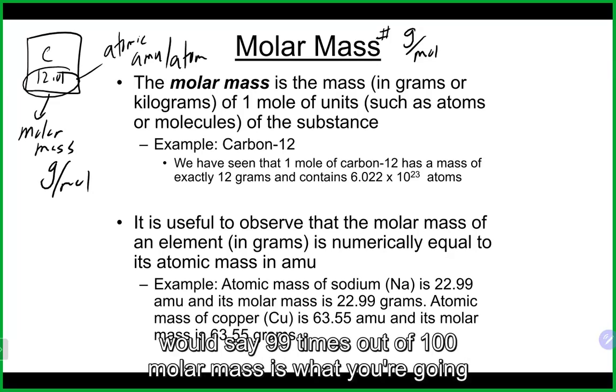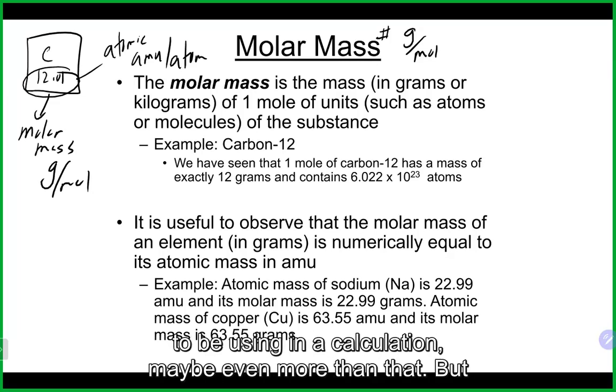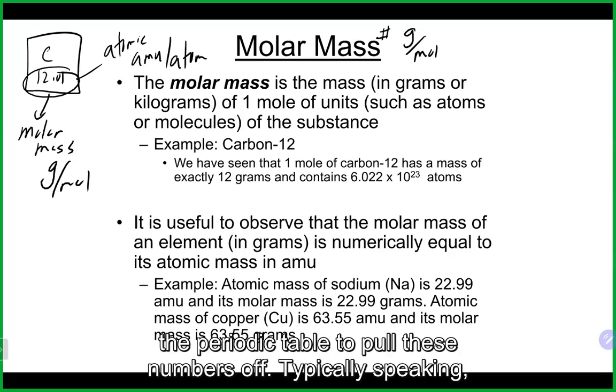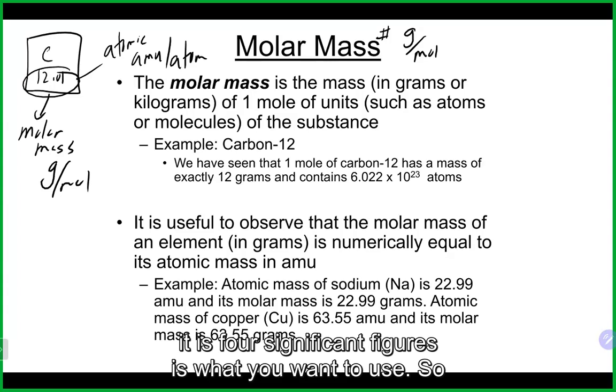And I would say 99 times out of 100, molar mass is what you're going to be using in a calculation, maybe even more than that. But that's definitely what you're going to use. When you do go to the periodic table to pull these numbers off, typically speaking, 4 significant figures is what you want to use.